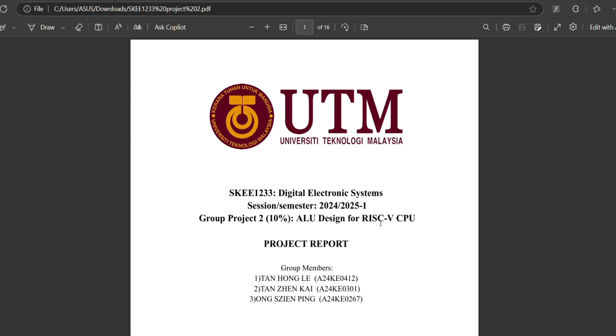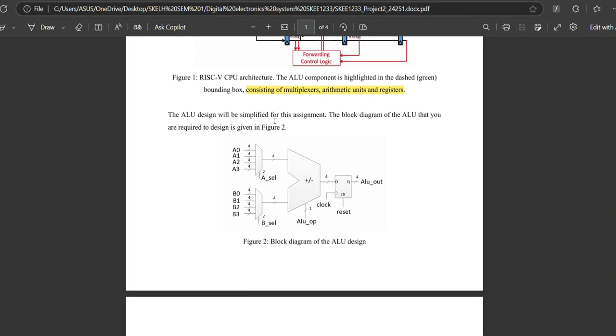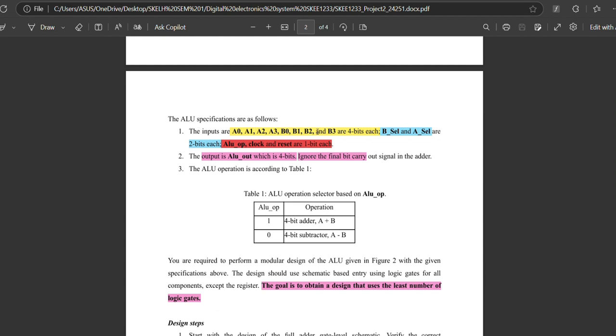Okay, first of all, I would like to explain a little bit about the ALU design that we'll be doing for this assignment. The specification for this project is we have 4-bit inputs A0, A1, A2, A3, B0, B1, B2, and B3, which are 4 bits.